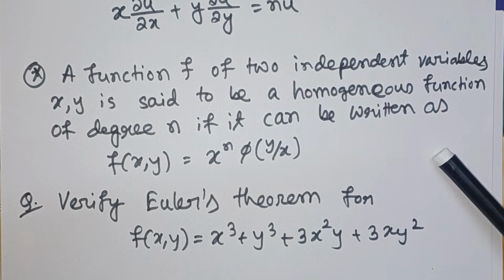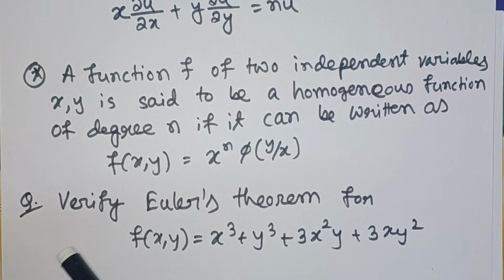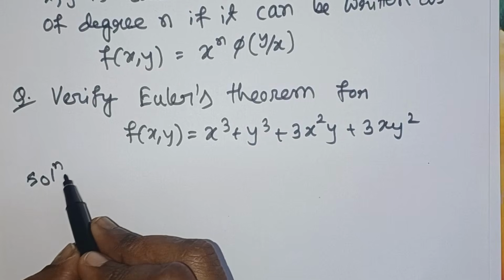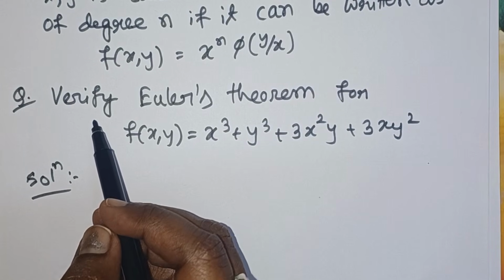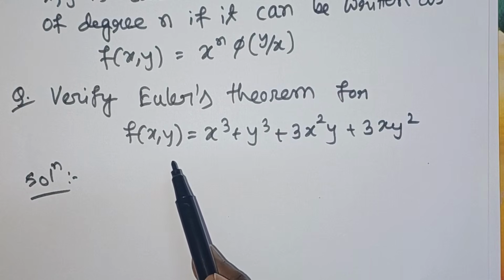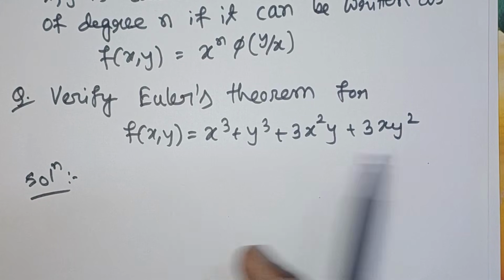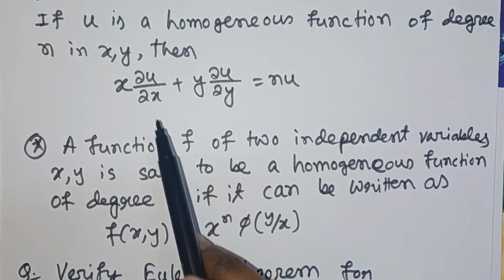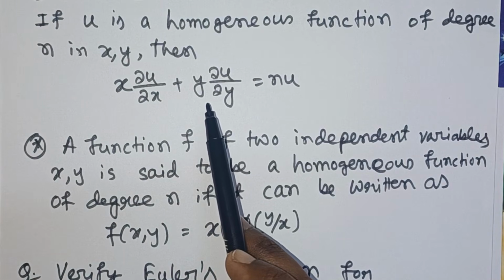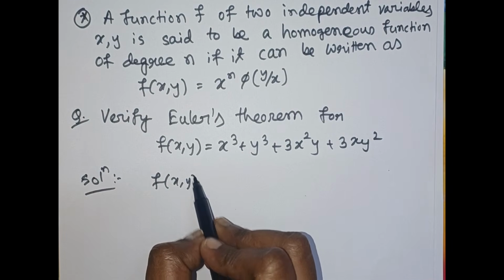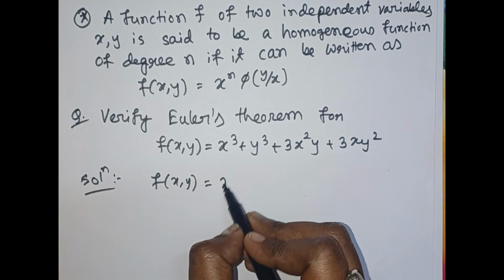So verify Euler's theorem for the given function f(x,y) equal to x cube plus y cube plus 3x square y plus 3xy square. And what does it mean? That means we have to solve the LHS of the statement of Euler's theorem and the RHS, and if they both are the same, then we can say that Euler's theorem is verified. So first you can see f(x,y) equal to this function, and we will calculate first the LHS, that is x del u del x plus y del u del y, and if this is equal to nu, then we can say it is verified.